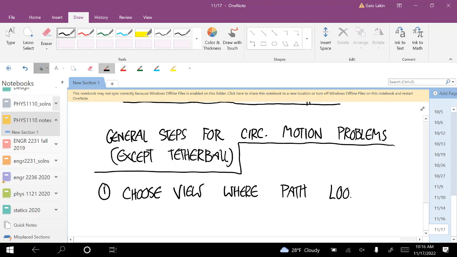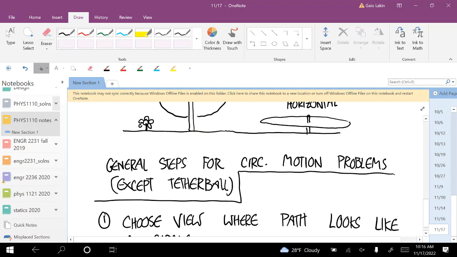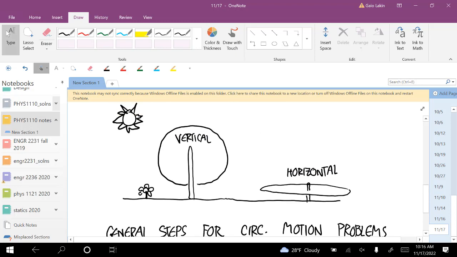So let's say where the path looks like a circle. Okay, so like in these two pictures I drew up here, if you're doing a vertical circle, then that's the view that you want to take because you can see that circular shape. If you're doing a horizontal circle, you don't want to take a side view like that. You can't see that the shape is a circle. You want to take a view from above. Then you're looking down on the circular motion.